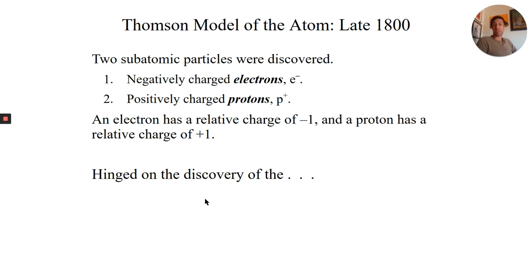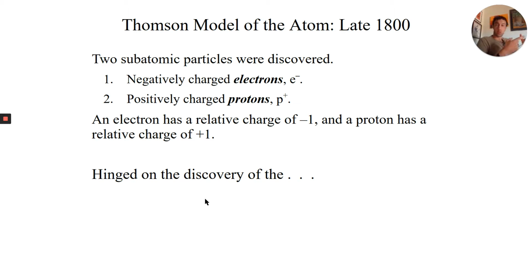We move about 100 years later, and we get Thomson's model of the atom. So Thomson was able to discover smaller particles than atoms. He got electrons and thereby protons, because if you have this negatively charged species, you needed a positively charged particle to counteract it, because we don't see these charged things just free floating on their own.